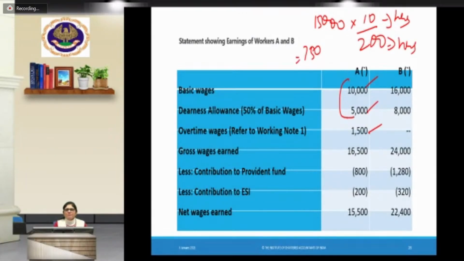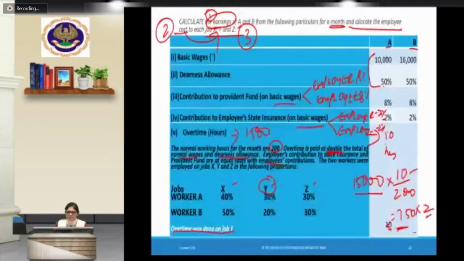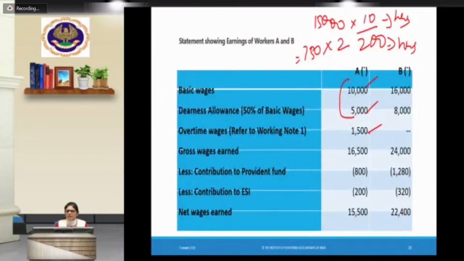But overtime is paid at double the rate, so into 2. That's how it has come to 1,500. If you can see, I'll show you again. Overtime is paid at double the total of normal wages and DA allowance. So whatever the rate is, you just double it for overtime. Clear? So this is how it is done. With the 1,500, total wages for A is 16,500, for B is 24,000. There is no overtime in the case of B.